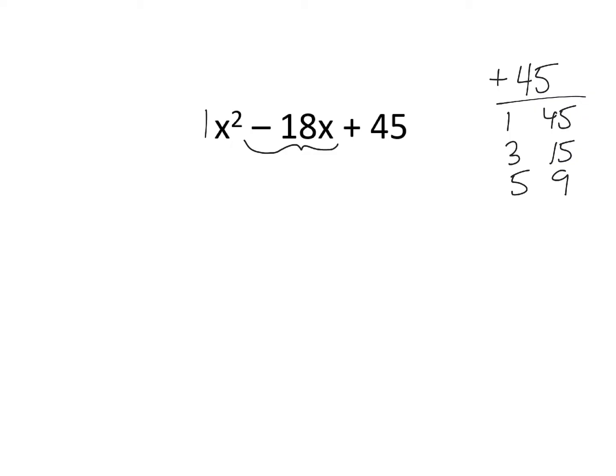So since I'm looking for a negative 18, these all have to be negative, which is fine because a negative plus a negative is just a negative. You add it like normal. So which two of those, when you add them together, are going to give you a negative 18? Yeah, that one right there. Okay, so here we go.